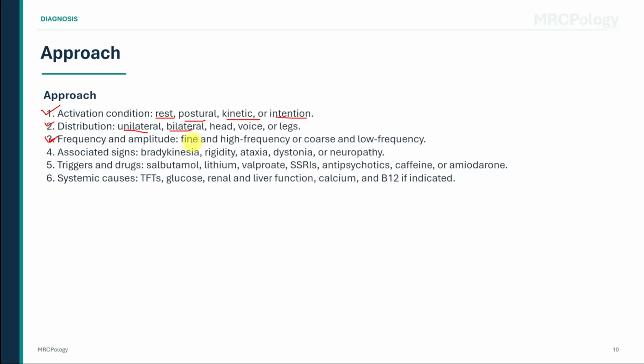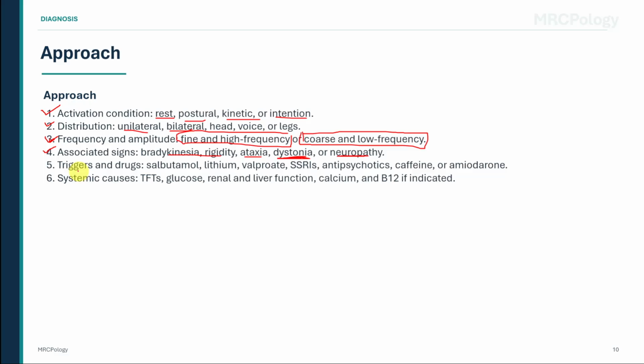A fine, fast tremor suggests enhanced physiological tremor. A slower, coarser rest tremor may suggest Parkinsonism. However, frequency alone is not diagnostic. Fourth, look for associated neurological signs. Bradykinesia and rigidity suggest Parkinsonism. Dysmetria, nystagmus, dysarthria, and a broad-based gait suggest cerebellar dysfunction. Abnormal posture suggests dystonia. Peripheral neuropathy or loss of joint position sense may indicate impaired sensory feedback.